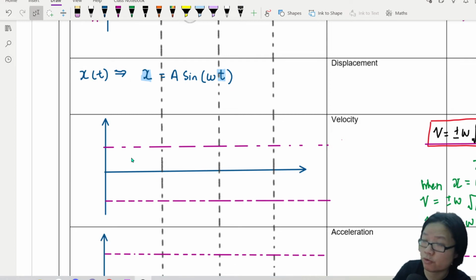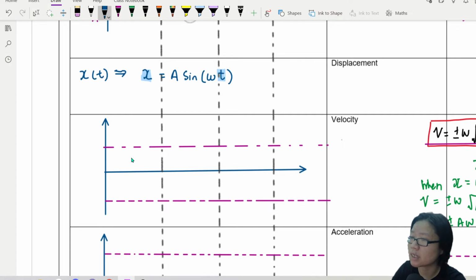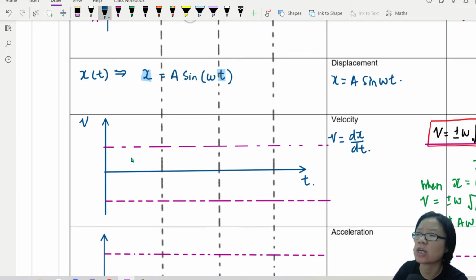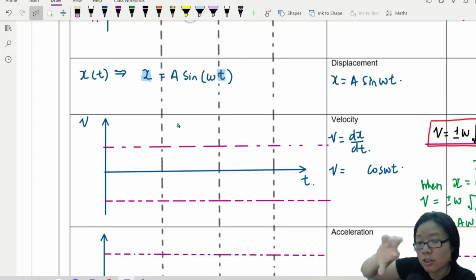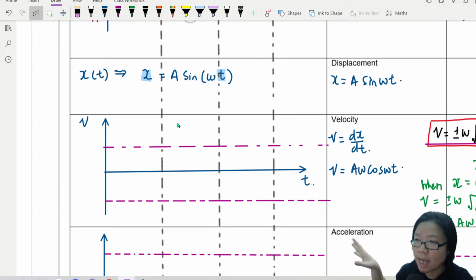We're going to differentiate displacement with respect to time to find something in terms of v. So this is v, this is t. We're trying to find v in terms of t. I want to start with x. So x is equal to A sine omega t, and v would be equal to dx over dt. When I differentiate, sine becomes cos omega t, and then I throw out the constant. Here will be A omega.